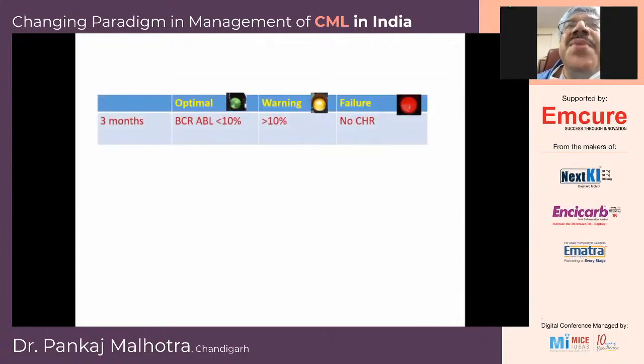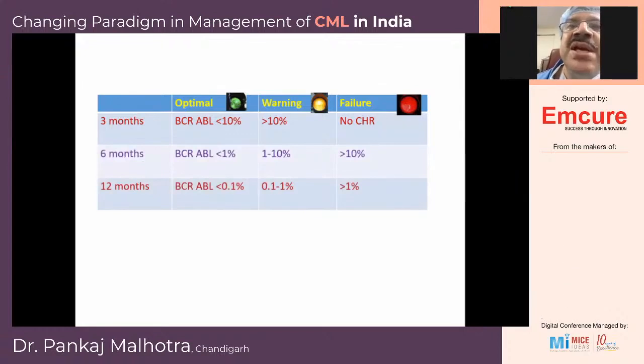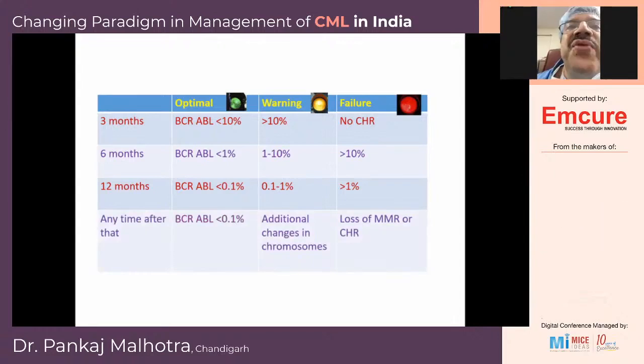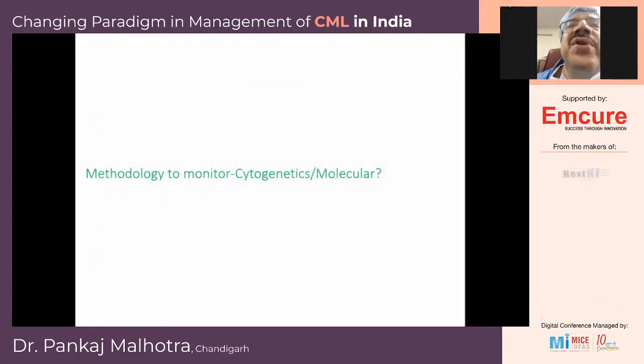So at 3 months, the optimal is less than 10%. At 6 months, the BCR-ABL of less than 1%. And at 12 months, it should be less than 0.1%, which means it is optimal. And then based on the levels, you have warning and failure. And anytime after 1 year, if the BCR-ABL is more than 0.1% or there are additional changes in chromosomes, that means it is warning or failure.